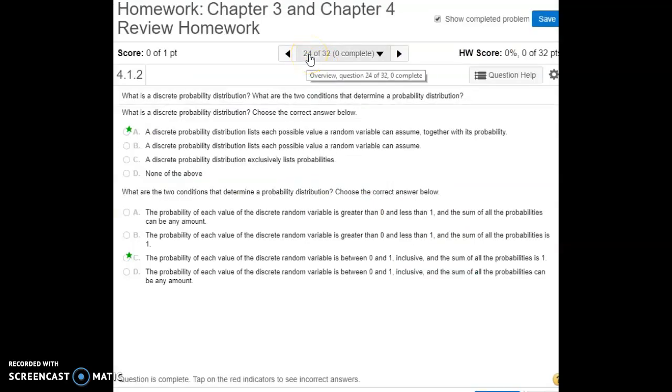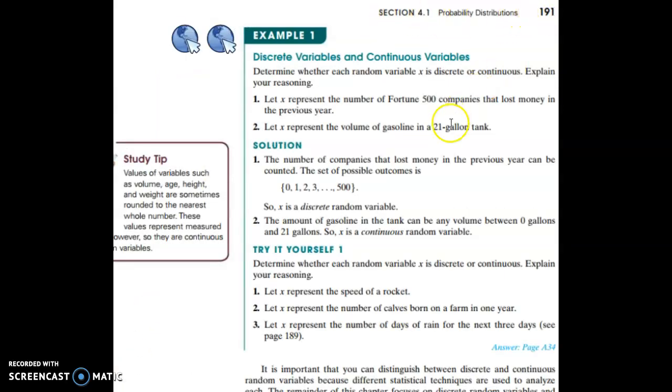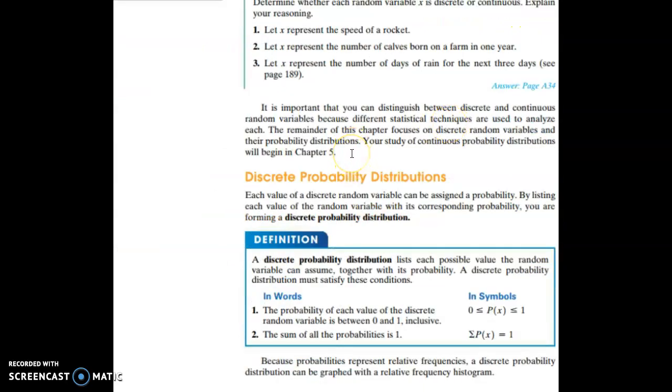Number 24 is asking about the definition of a discrete probability distribution. And this is discussed in 4.1. To be a discrete probability distribution, there's a finite countable number of possible different outcomes and values the random variable can assume, and each of those outcomes has a probability associated with it. All those probabilities have to be in between 0 and 1. Probability is always a value between 0 and 1. And then the sum of all the different probabilities has to equal 1.